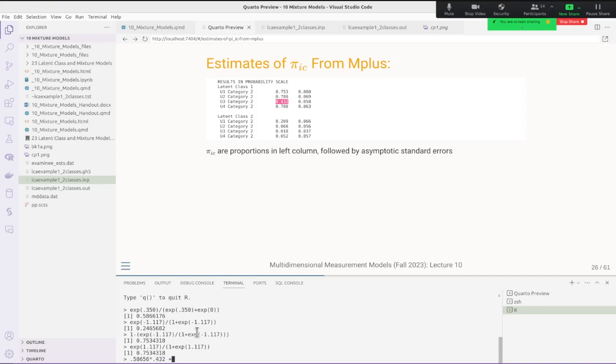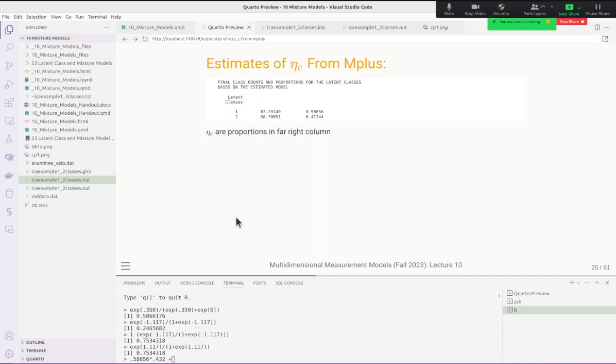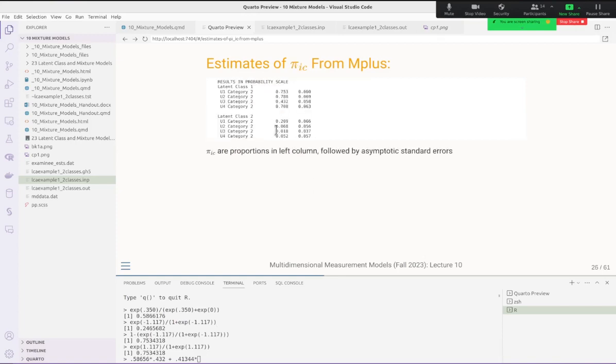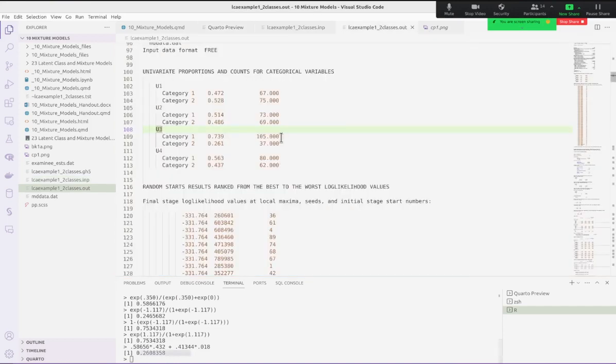and we add to it the proportion of people in class 2, 0.41344, times the proportion of people who answered it correctly in class 2, 0.018, we end up with a probability of 0.26, and if we go back to that output, you'll note that that is just about what the probability is marginally.